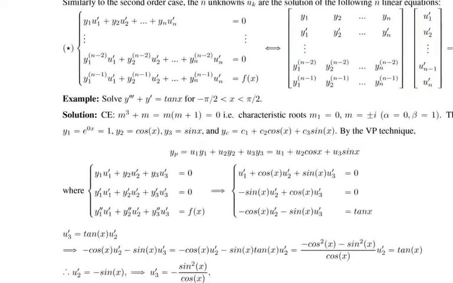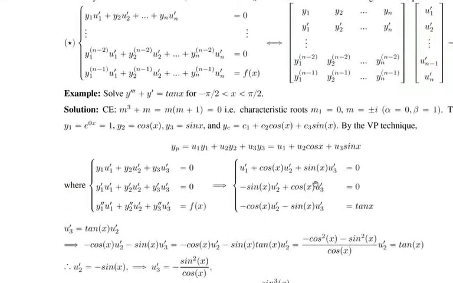You can solve it whichever way you like. I would start by using the second equation, and I'm going to write u3 prime in terms of u2 prime. So u3 prime is going to be equal to tan x times u2 prime.